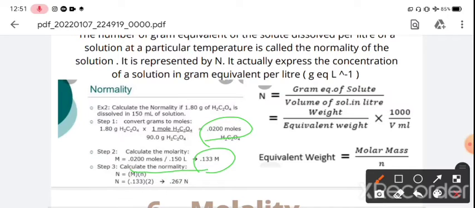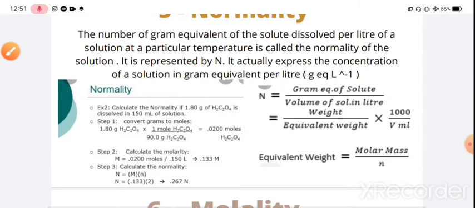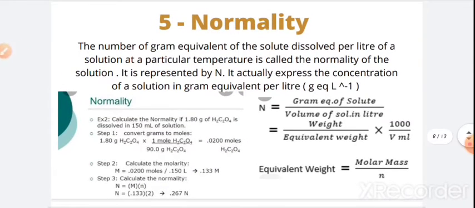And let's calculate the normality. Normality is equal to molarity into the valency of the given molecule. The valency of this given molecule is 2. If you calculate the valency, it will give you 2. So here if we multiply 0.133 M into 2, we will get 0.267 N, which represents the normality of the given solution. So that's it about normality.